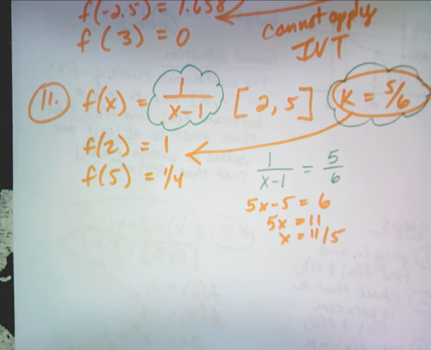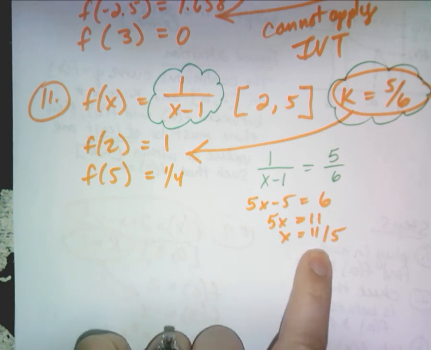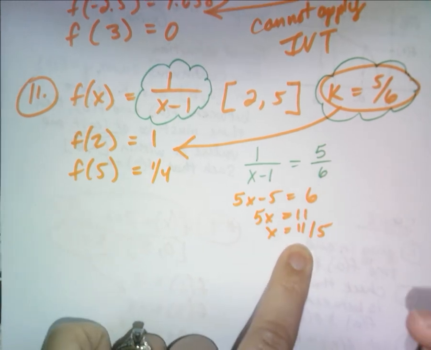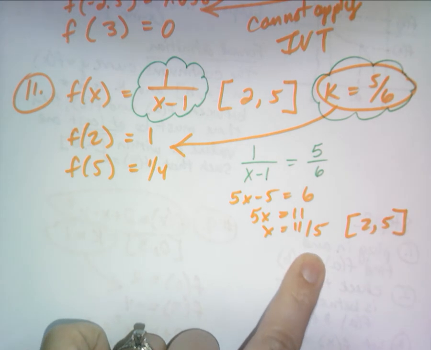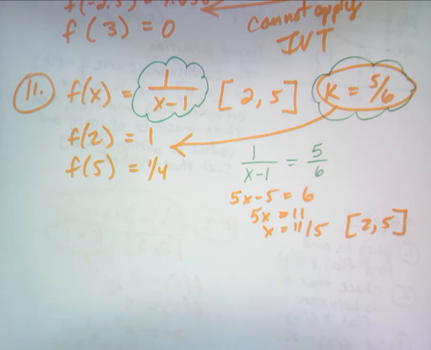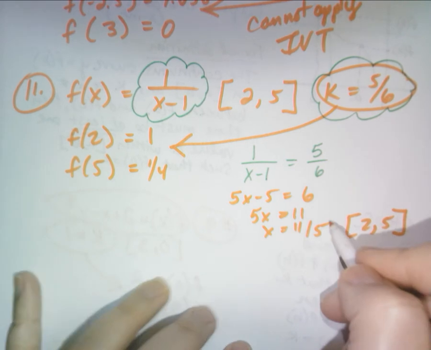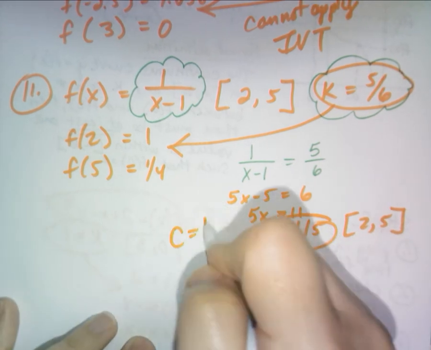We have to do another check. Where does this guy have to be between? A and B. Is 11/5 between? Yeah, 11/5 is like 2 point something, because 11 divided by 5 is about 2. So yes, that is your c, 11/5.